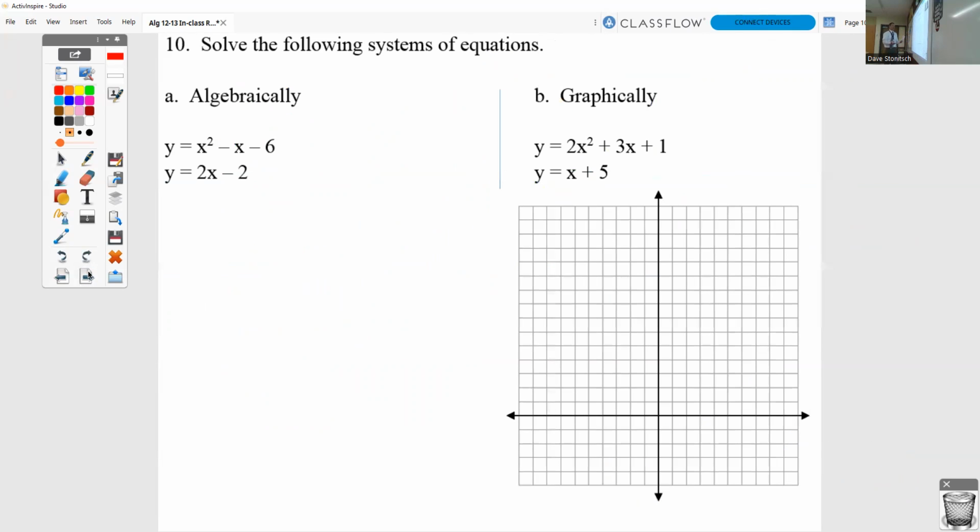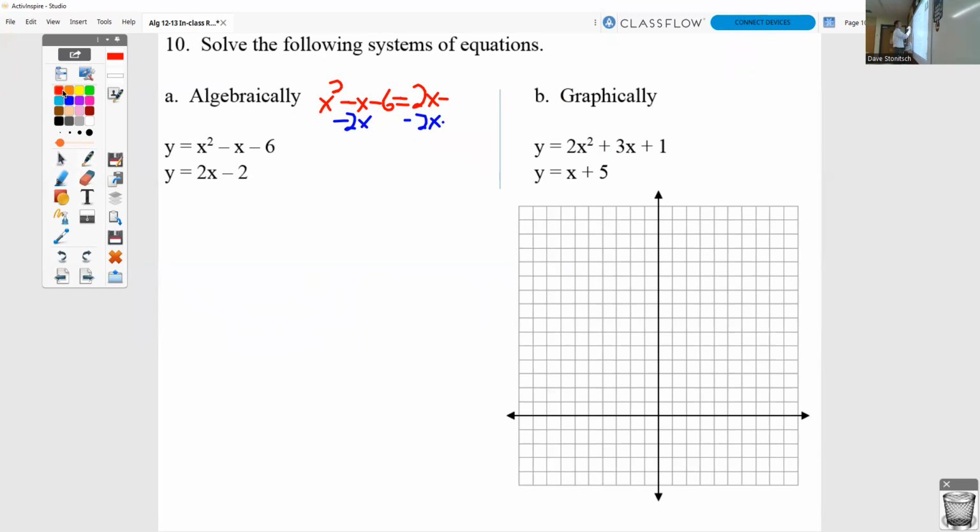solve algebraically. The first thing that you want to do is set these two things equal to each other, because you want to know when they're the same, when they're equal to each other. I try and keep my x squareds positive, so I'm going to move everything over to the left-hand side. So I'm going to do minus 2x and minus 2x, plus 6 and plus 6. Ooh, I copied the problem wrong. Sorry. Hold on one second.